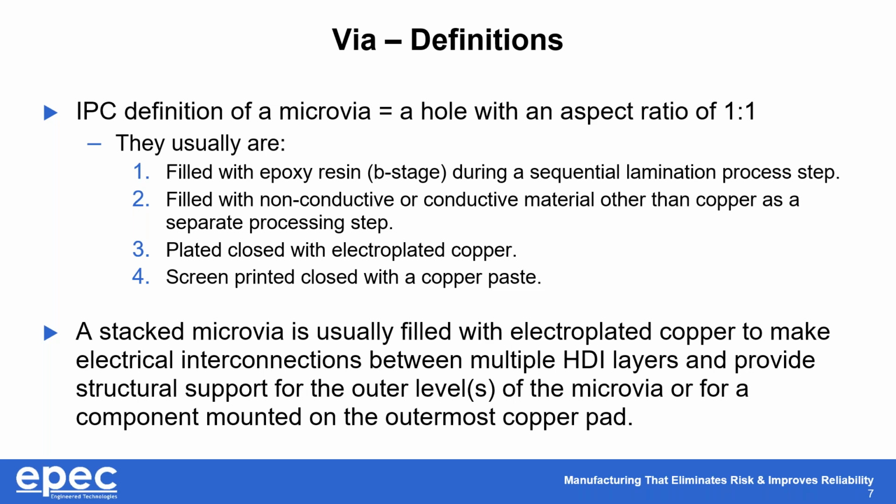So as we look at the IPC definition of a micro via, it's got an aspect ratio of 1 to 1.